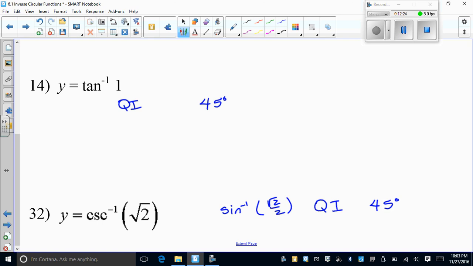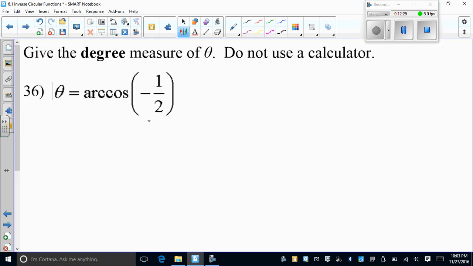Okay, so give the degree measure of theta. Do not use a calculator, which means you're using your unit circle, or if you have this memorized, you're going to use your memorization. So this one is the angle whose cosine value is -1/2. Well, 1/2, theta would be 60 degrees. But this is in quadrant 2. So we would do 180 minus 60 degrees, which is going to give you 120 degrees.